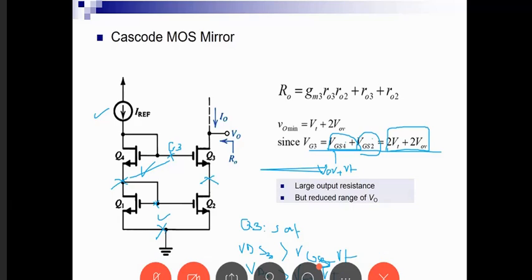Now VG3, I know that it is 2 VT plus 2 VOV. Okay, so I will subtract VT from it, and this quantity here becomes equal to VT plus 2 VOV. Therefore we want VD3 to be greater than VT plus 2 VOV.